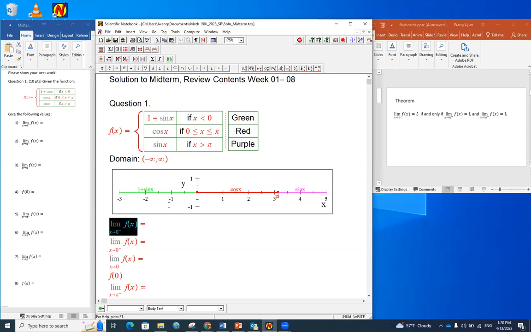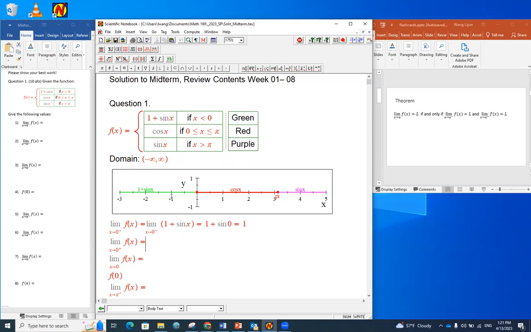From the left, when x is approaching 0 from less than 0, on this piece the function assumes 1 plus sine x. So we replace f of x by 1 plus sine x, and then we can use direct substitution, which gives 1 plus sine of 0. Because x is approaching 0 from below, x is less than 0, so the condition is satisfied. Sine of 0 is 0, so this value equals 1.